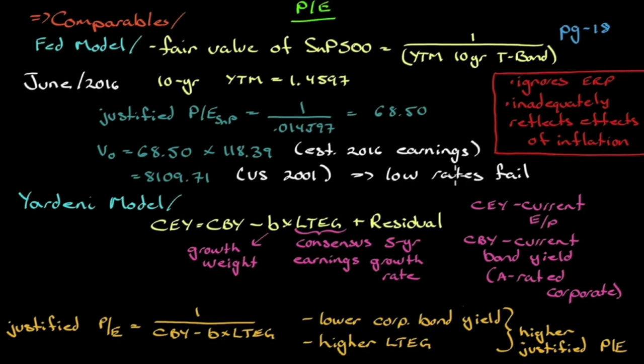See? Low rates fail. You have an engineered market on the denominator. That's an engineered rate. That's not a market determined rate. As soon as it's engineered, you can't use it. It doesn't make any sense. So the Fed model is kind of garbage in this respect.